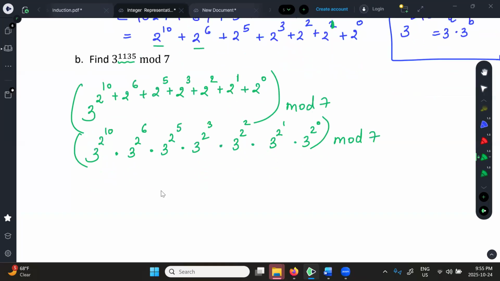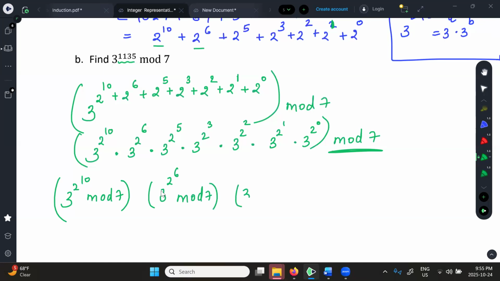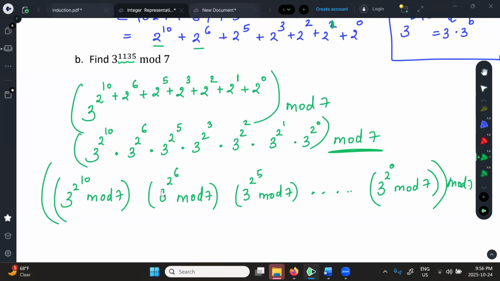So, now I know how the modular function works, so I can bring this mod inside each of them. So this will be 3^(2^10) mod 7, right? And this will be 3^(2^6) mod 7. This will be 3^(2^5) mod 7, right? And so on for all of them, 3^(2^0) mod 7. And the final result will be again mod 7. So what is 3^(2^10)?